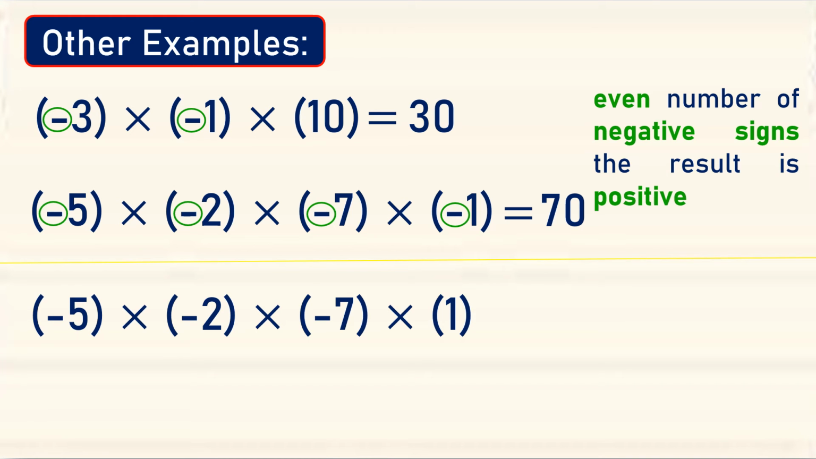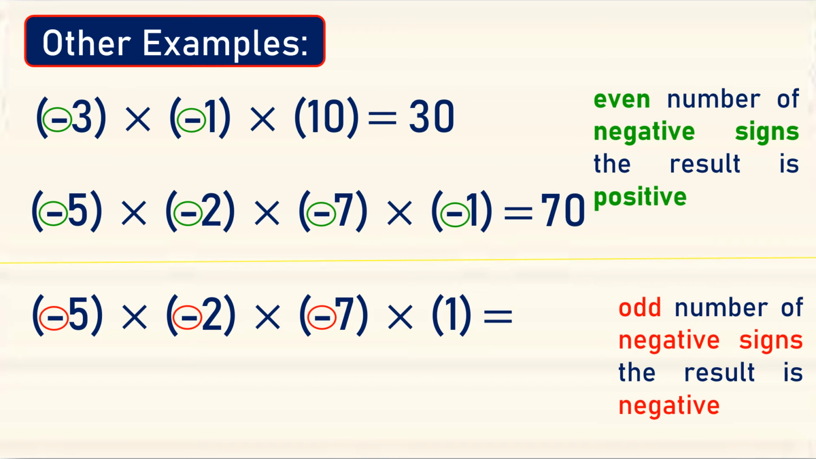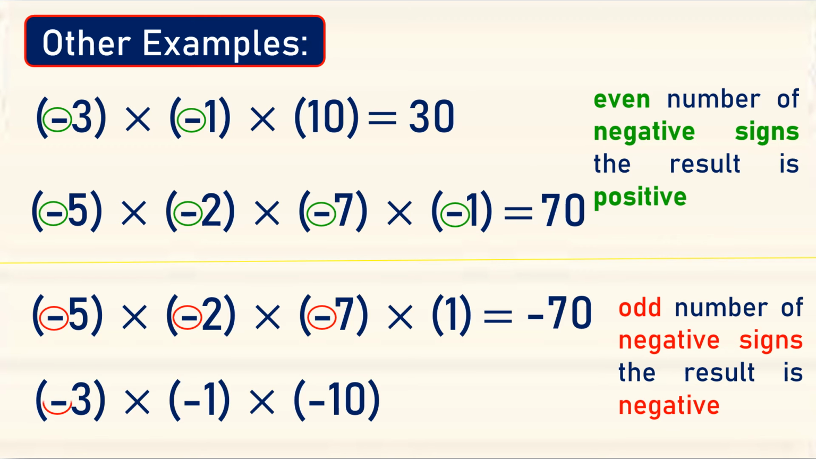Now let us have this one. So in here, let us count 1, 2, 3. So take note that if there is an odd number of negative signs, the result is negative. So this one is negative 70. And if we have this one, 1, 2, 3, there is an odd number of negative signs. So the result is negative. So it is negative 30.